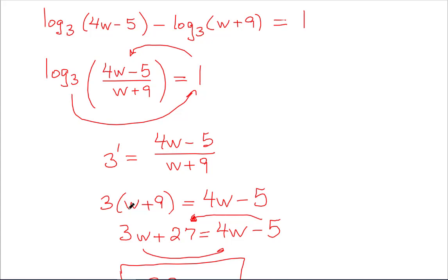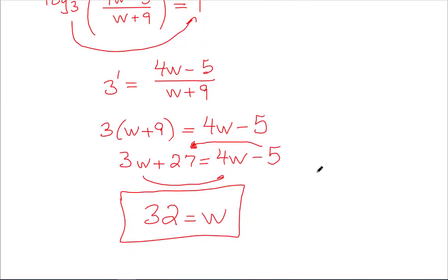Multiply both sides by w plus 9. We're getting there. And so finally 3 times w, 3 times 9, so 3w plus 27. So now let's get our w's together and numbers together, and we get w is equal to 32. And we've made it to the end of this particular section, and we're happy.